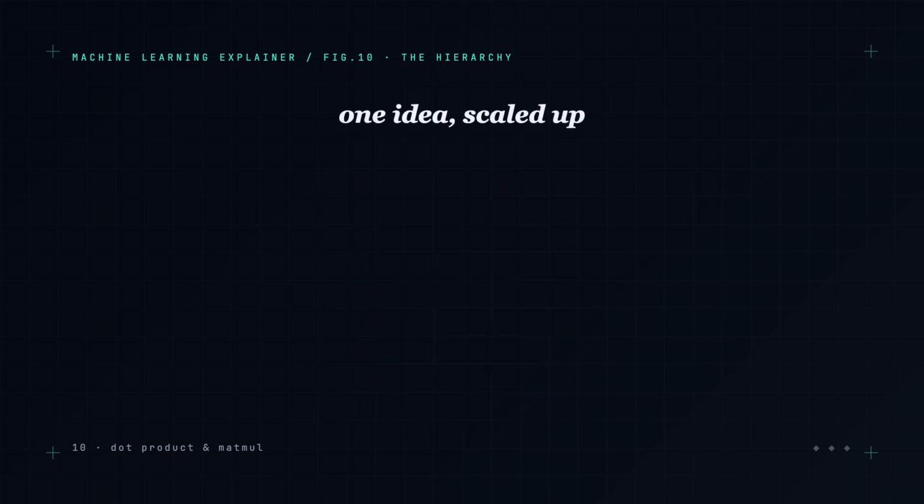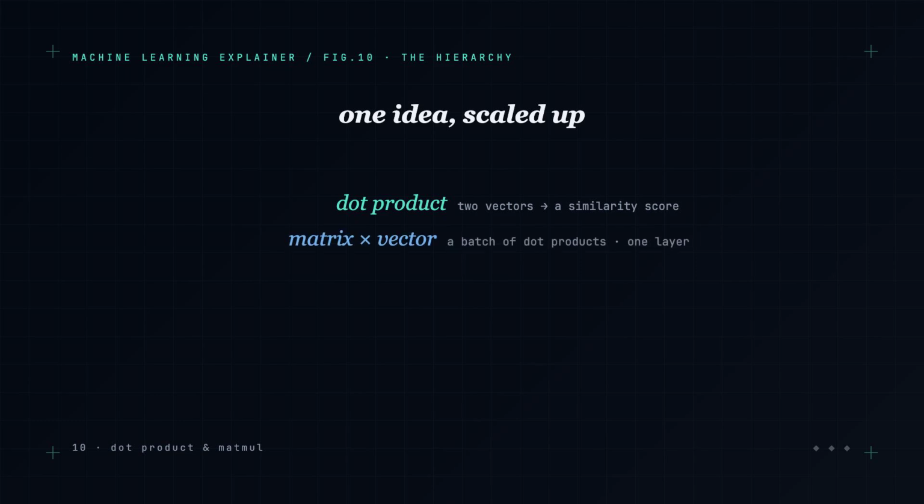So here's the whole hierarchy in one breath. A dot product turns two vectors into a similarity score. A matrix vector multiply is a batch of dot products, one layer. A matrix multiply is a grid of them. Stack these, sprinkle in the nonlinear bends from activations, and you have a neural network. It really is dot products scaled up.